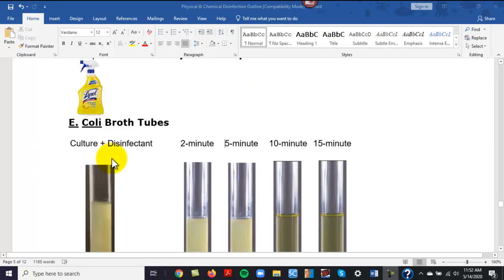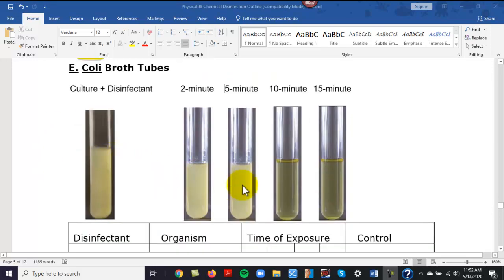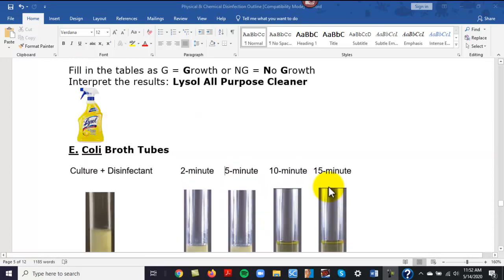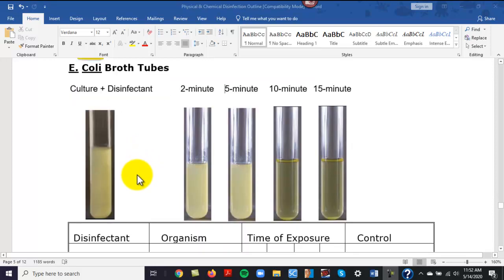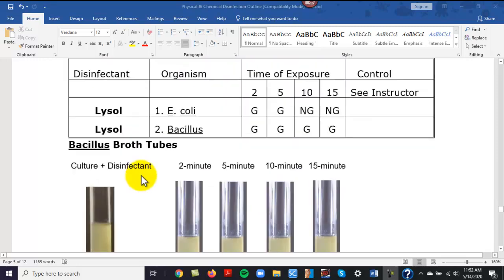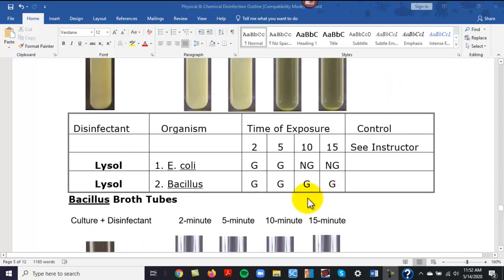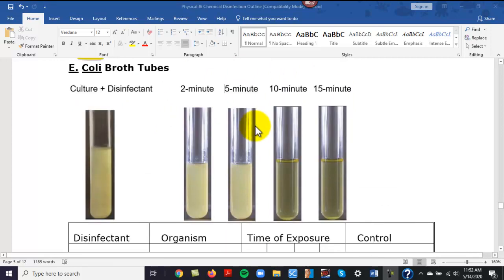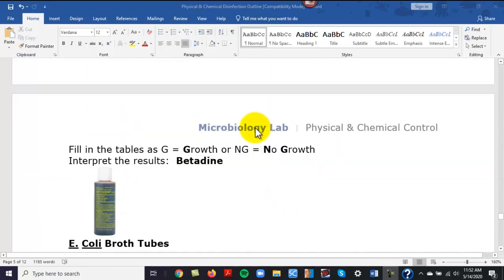Lysol, see the bottle? Pretty common result. The first 2 tubes of E. coli had growth. The last 2 did not. So it takes a while for Lysol to start working. And it is kind of a different setting. I mean, you usually wipe off things with Lysol. So Bacillus was not usually killed by Lysol. It is a spore former, but you are wiping it off. You're at least doing something. You're clearing off the Bacillus, but that was a pretty common result.